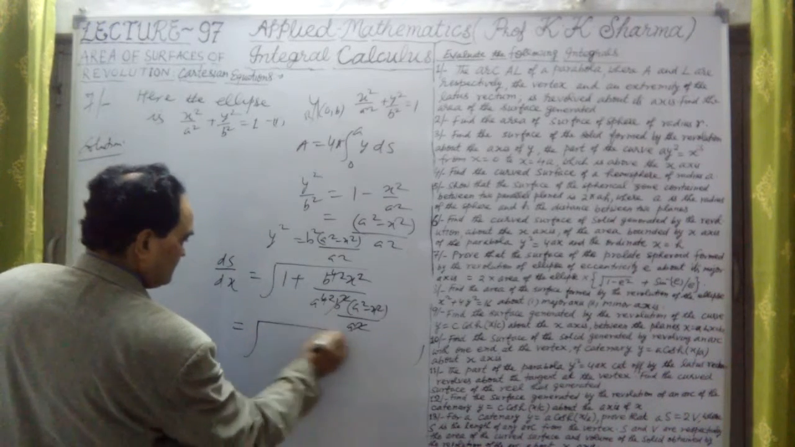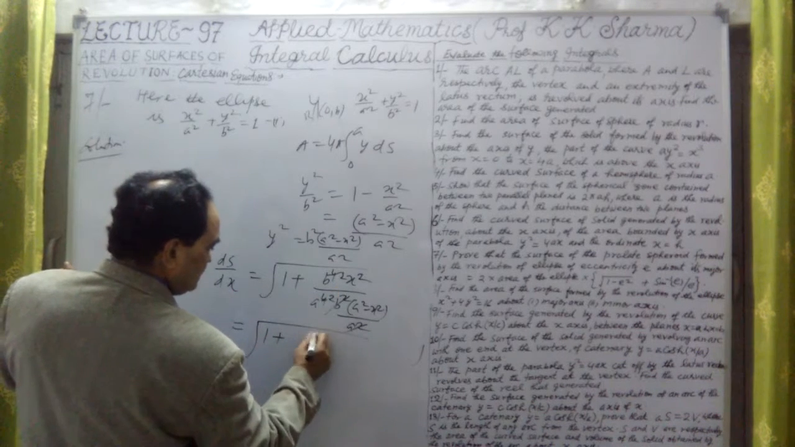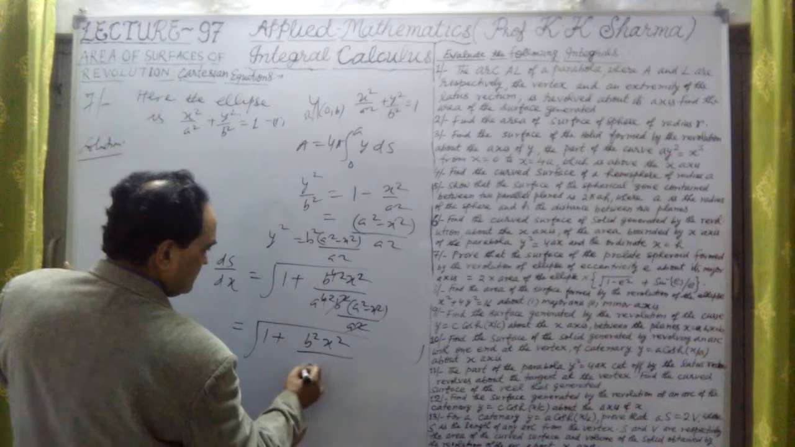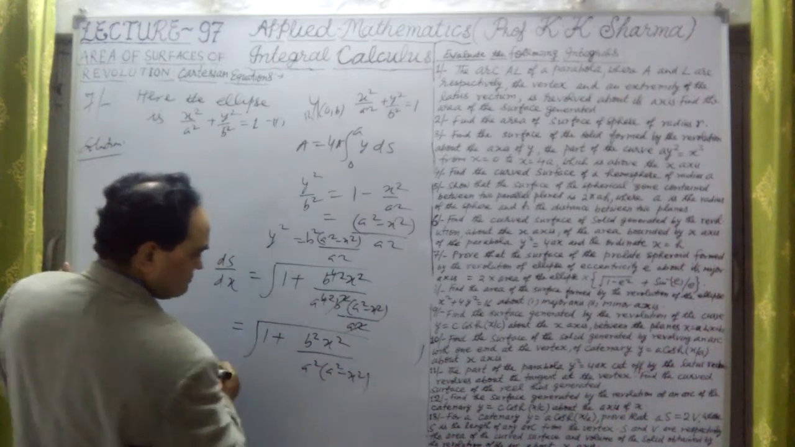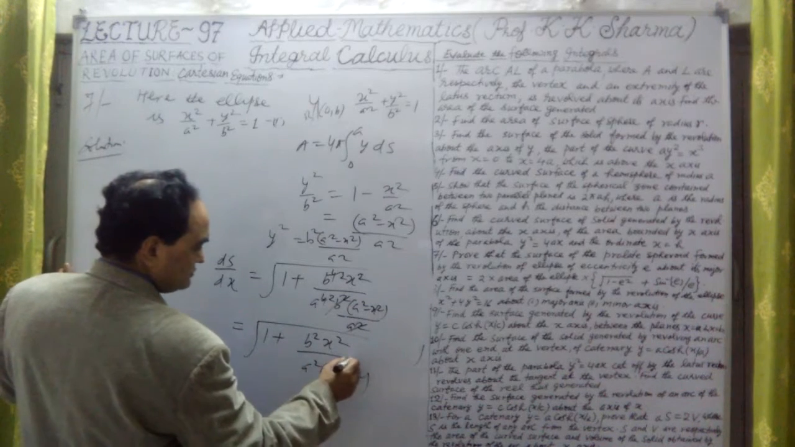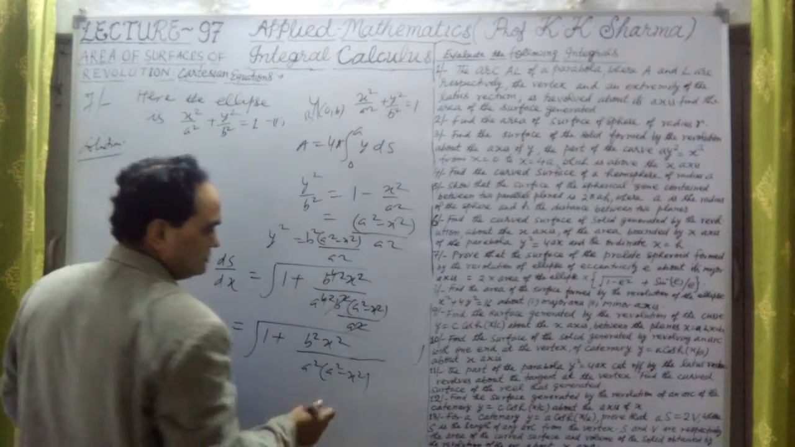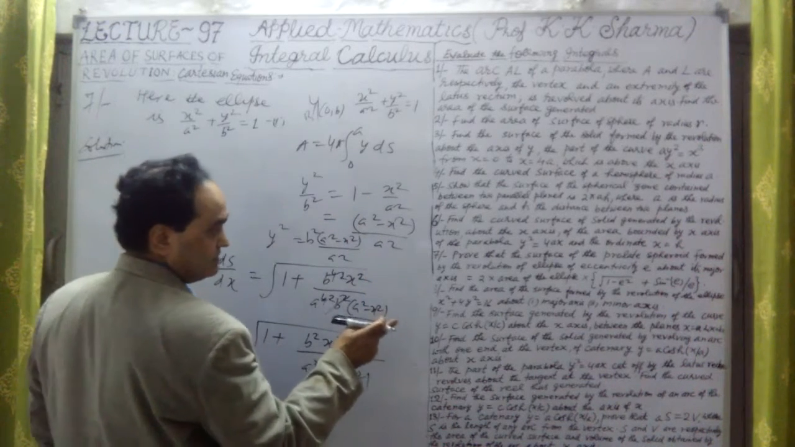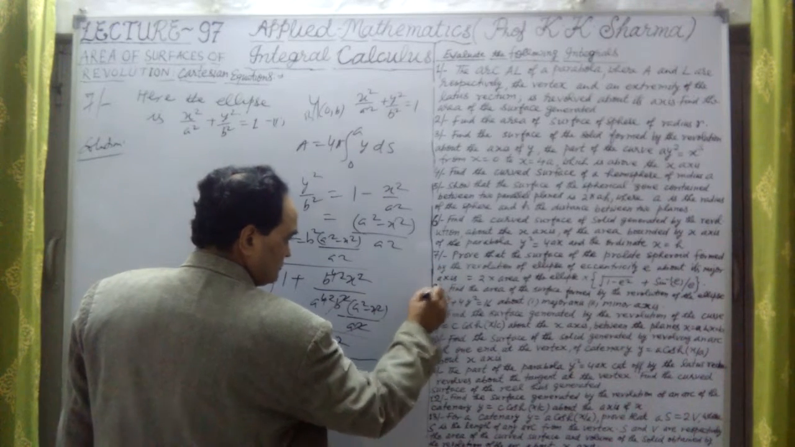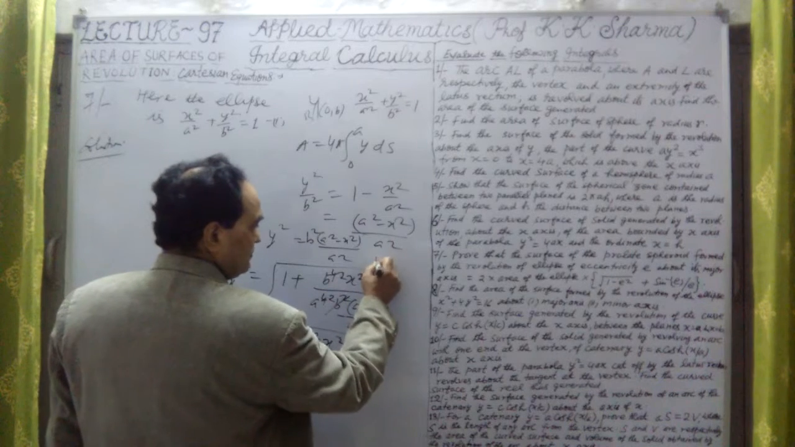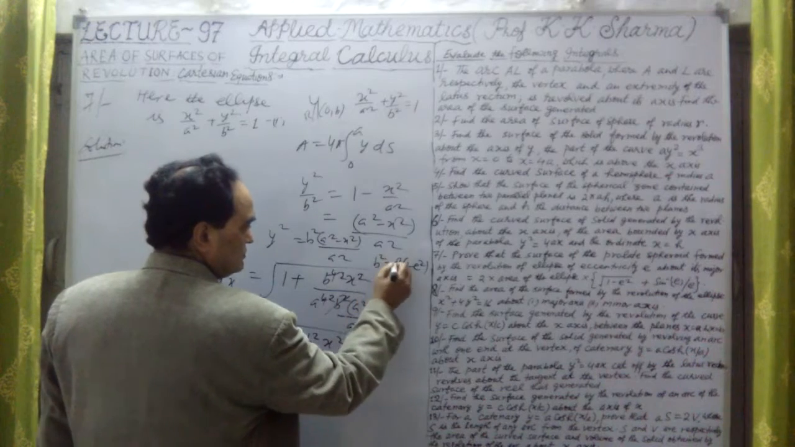It will give us, let me write here, 1 plus b square into x square upon a square into (a square minus x square). What is the value of b square? If I substitute b square equal to that value in terms of eccentricity, because eccentricity is given here, we have to apply that eccentricity. Question number 8 is this. So we know that b square equals a square into (1 minus e square). This is the value here.